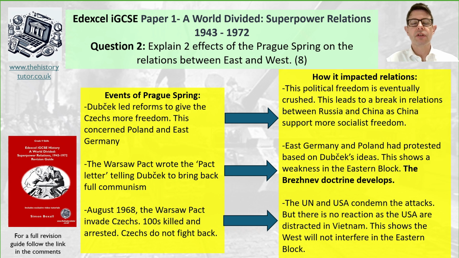Therefore, the Brezhnev Doctrine developed. So again, you could link that to one of the first couple of ideas. Maybe it links quite nicely with the middle idea with the pact letter. And finally, the UN and USA condemned the attacks, but there was no reaction as the USA were distracted by Vietnam. Also, it perhaps shows that the West still respected the sphere of influence of the Eastern Bloc.